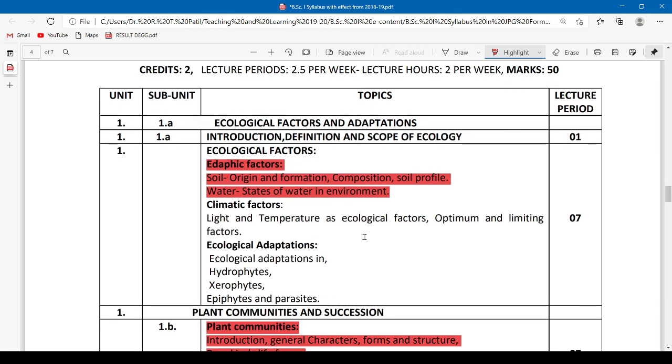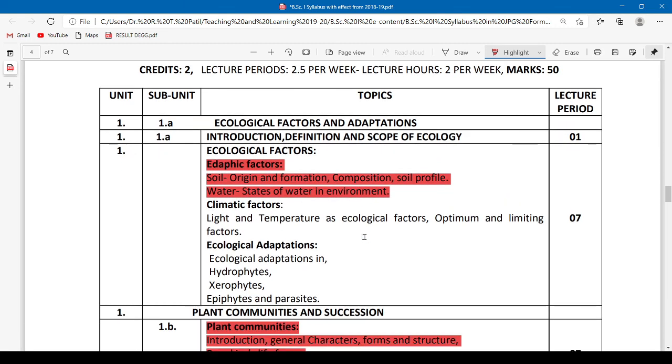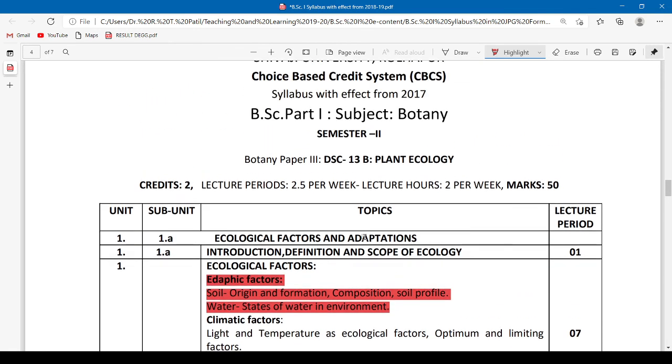Dear students, these topics we will discuss in the next few lectures under Botany Paper 3, Plant Ecology for semester 2. Dear students, thank you very much.